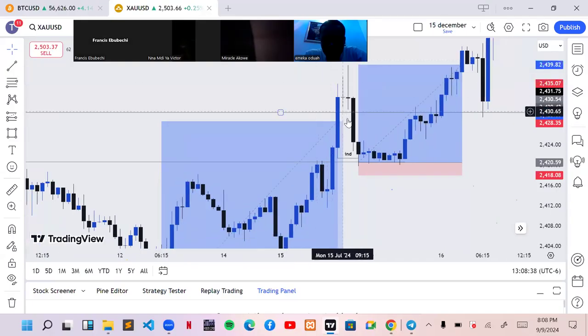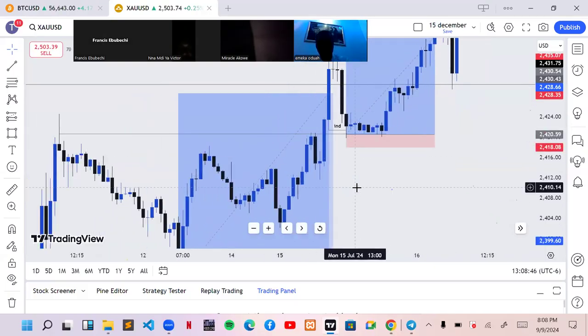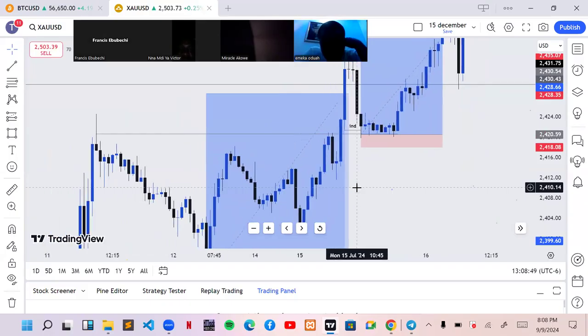Eventually, price came down and then swept this inducement to trigger this breaker block. So the market used this breaker block to buy because the market had not triggered this breaker block during the first pullback. If you have a question, indicate in the comment and I'll unmute you.